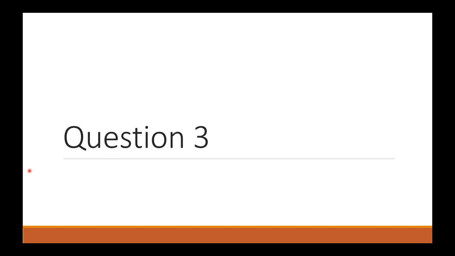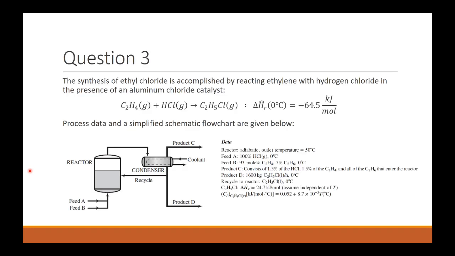So for question 3, the synthesis of ethyl chloride is accomplished by reacting ethylene with hydrogen chloride in the presence of an aluminium chloride catalyst. So this is your reaction. The process data and a simplified schematic flow chart are given below. This is your schematic flow chart with its data. So we'll put all the data into a new flowchart that we will create later on.